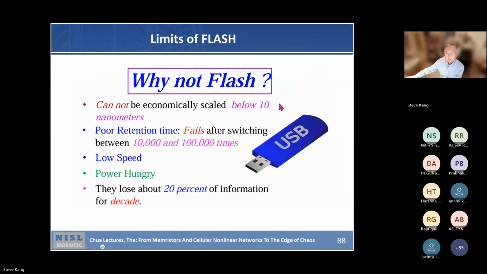So it turns out that everybody uses a USB. It's a very popular flash memory chip, but it has its own problems. It cannot be economically scaled below 10 nanometers. Retention time is rather poor. It fails after switching between 10,000 and 100,000 times. It's low speed. It's very power consuming, and per decade you lose about 20% of the information.